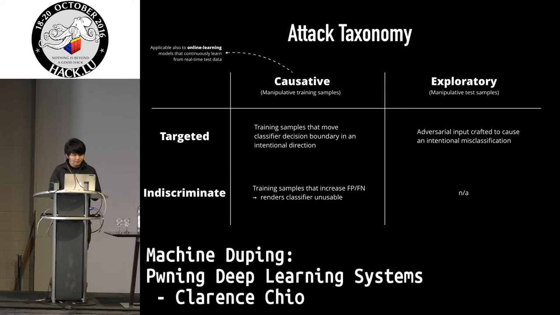So I'll go ahead and explain how these attacks work and why they work. But first of all, let's look at the kinds of attack that you can have on machine learning models. In general, there are 3 kinds of attacks. You can have causative attacks and exploratory attacks. Causative attacks just means that you have access to the training stage.